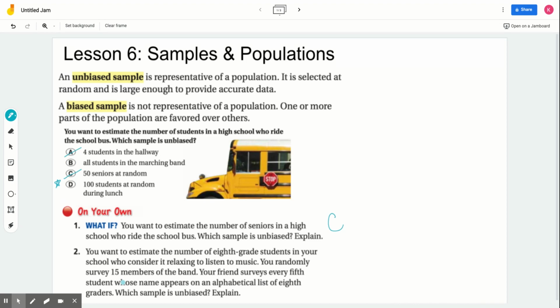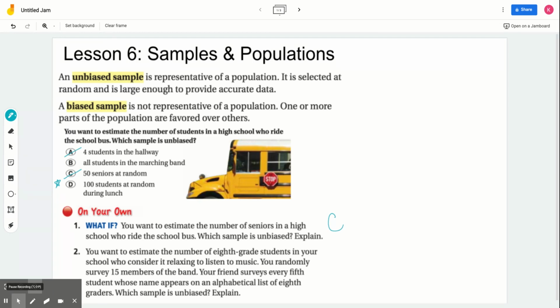Number 2, you want to estimate the number of 8th grade students in your school who consider it relaxing to listen to music. You randomly survey 15 members of the band. Your friend surveys every 5th student whose name appears on an alphabetical list of 8th graders. Which sample is unbiased? What do you think?